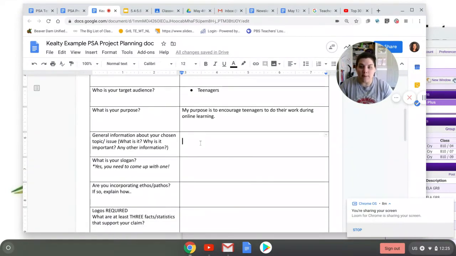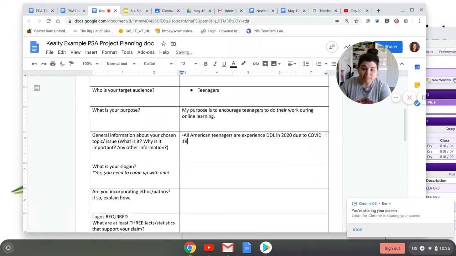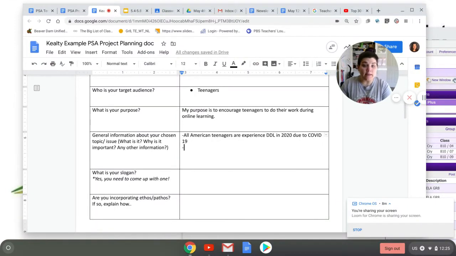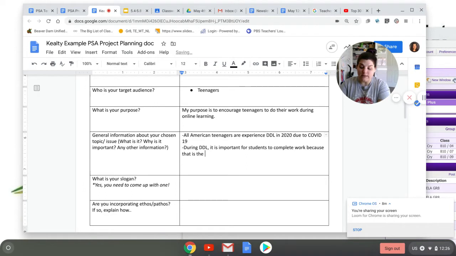So general information about the topic that I've chosen is I'm going to start with, all American teenagers are experiencing digital distance learning in 2020 due to COVID-19. Okay, that's general. Everybody's experiencing it. It's happening to everyone. And then let's say I say something along the lines of during DDL, it is important for students to complete work because that is the equivalent of classwork or attending school.